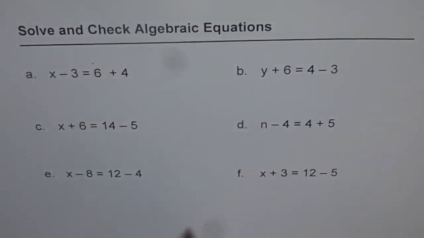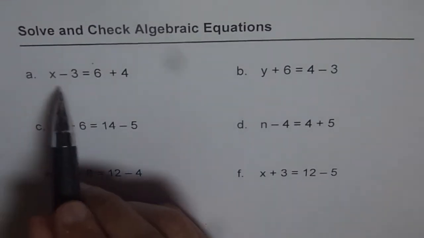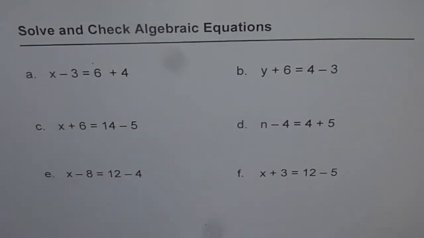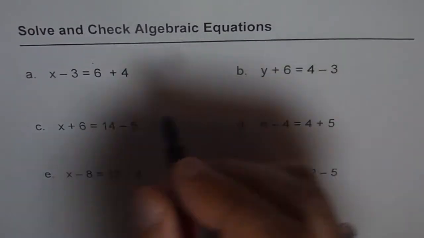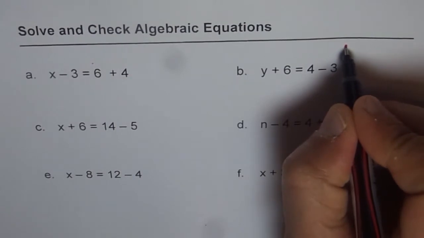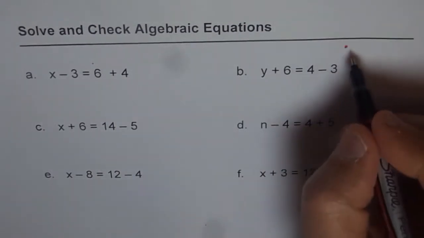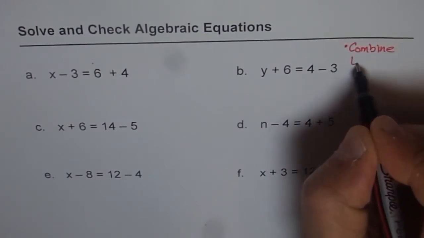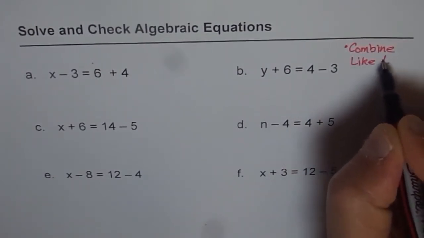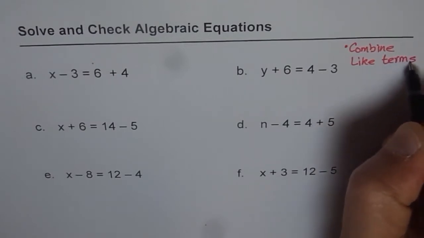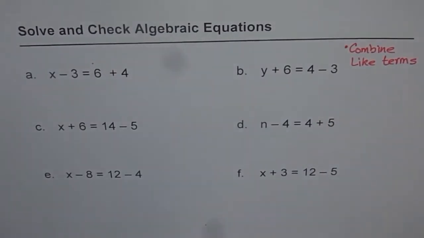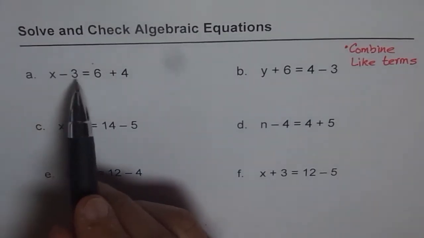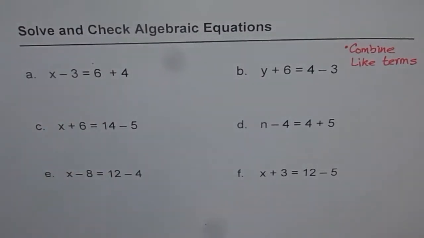Now what we should do as the first step is combine the like terms. So step number 1, let me write here. Step number 1 for us will be combine like terms. Now what are like terms? Numbers are like terms. For example, 3, 6, 4, these are all numbers. So we call them like terms. They are all similar, right?